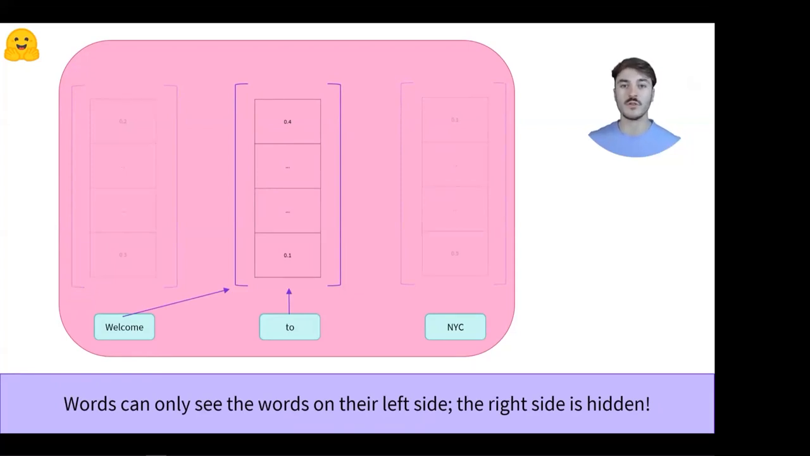Here, for example, if we focus on the word "to", we'll see that its vector is absolutely unmodified by the NYC word. That's because all the words on the right, also known as the right context of the word, are masked, rather than benefiting from all the words on the left and right, so the bidirectional context. Decoders only have access to a single context, which can be the left context or the right context.